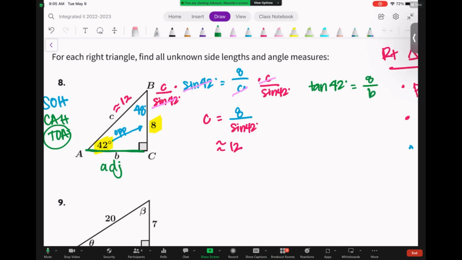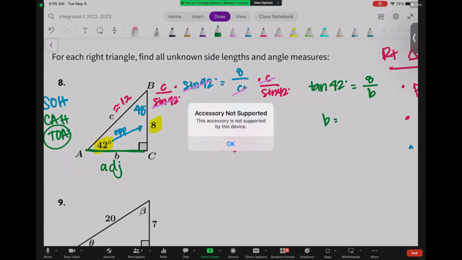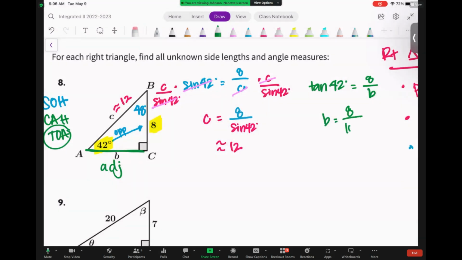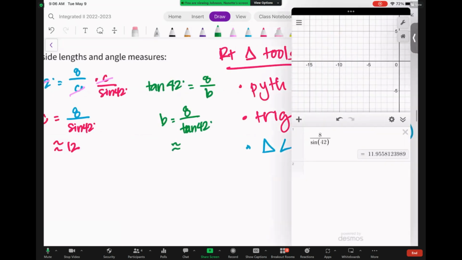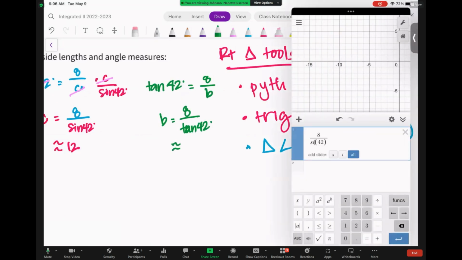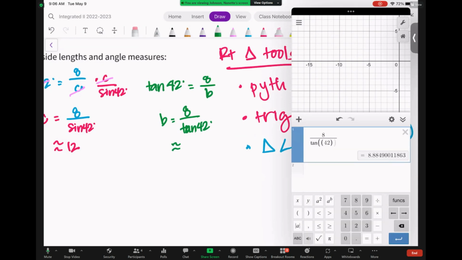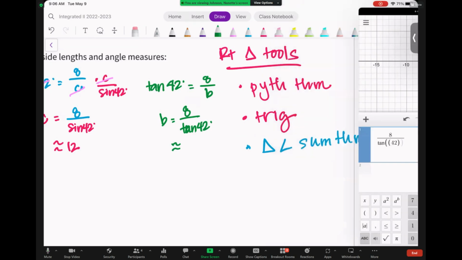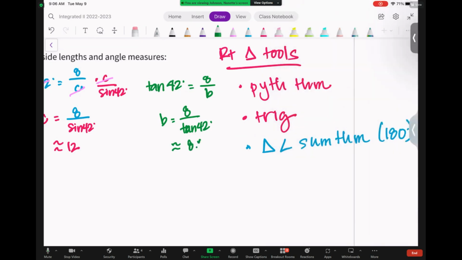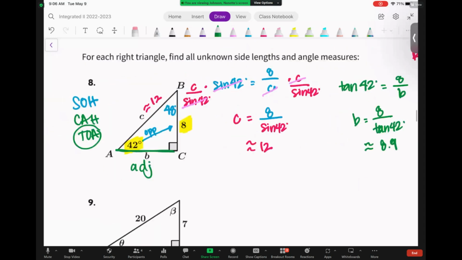And then I would solve it the same exact way. I would get b is equal to 8 over tan 42 degrees, which is about, I don't know how much that is. So I'm going to go over here. I'm going to actually write over this function because I can. And so making sure that I'm in degree mode, which I am, it's about 8.9 units. And then I put that over here.